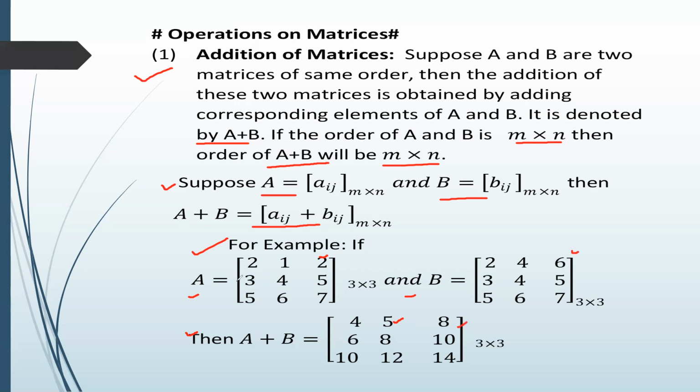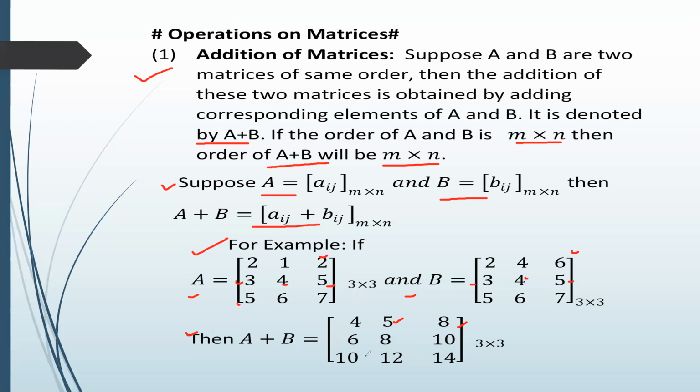Okay. Now we go for the second row. The first element of the second row is 3, and here the first element of the second row is 3. So 3 plus 3 is 6. The second element of the second row is 4, and here also 4. So 4 plus 4 is 8. The third element is 5, and here the third element is 5. So 5 plus 5 is 10. Here the first element of the third row is 5, and here also 5.